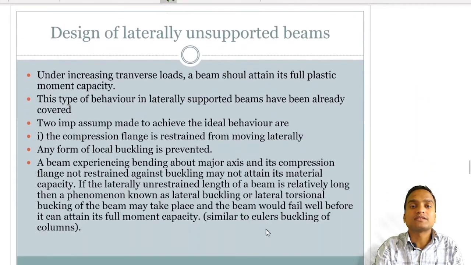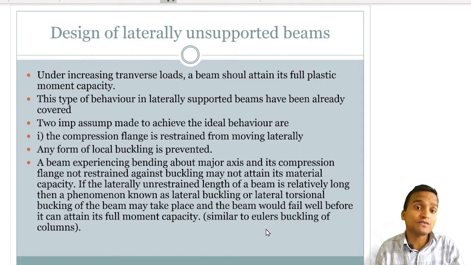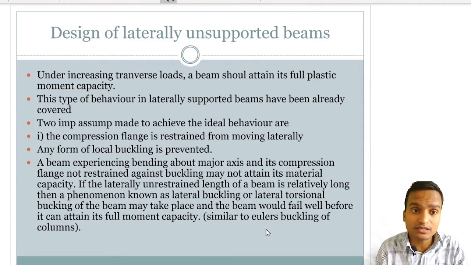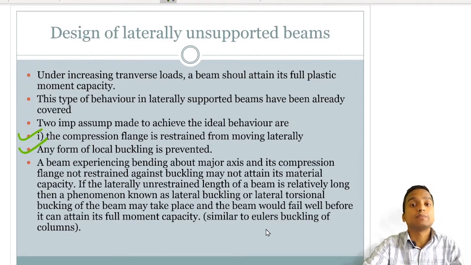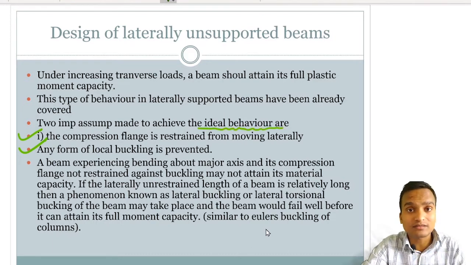Now let us come to the design steps of laterally unsupported beams. We know that under increasing transverse load a beam should attain its fully plastic moment capacity. This type of behavior in laterally supported beams has already been covered. But the two assumptions made to achieve the ideal behavior are that the compression flanges are restrained from moving laterally, and any form of local buckling is prevented in case of laterally supported beams. But in the real case these ideal assumptions do not work.